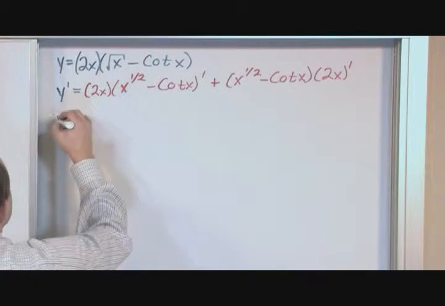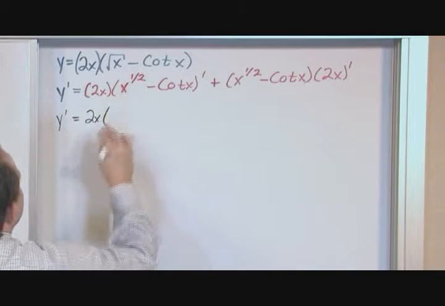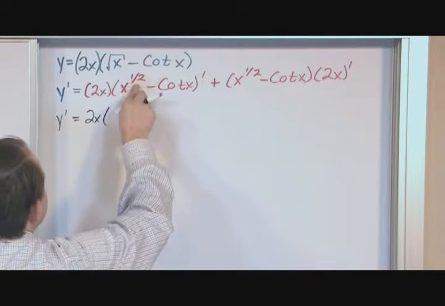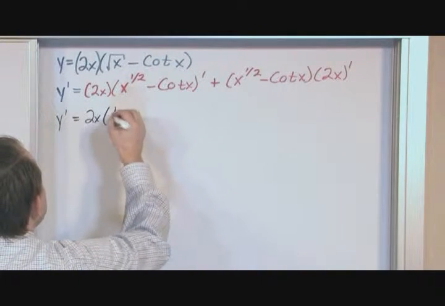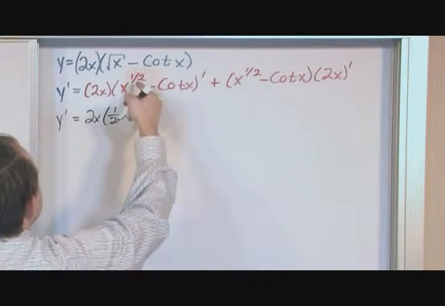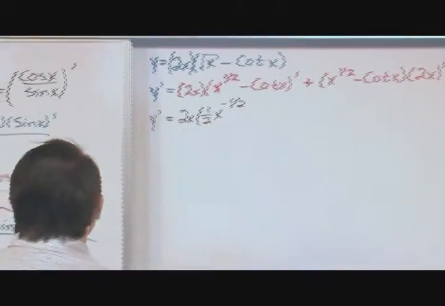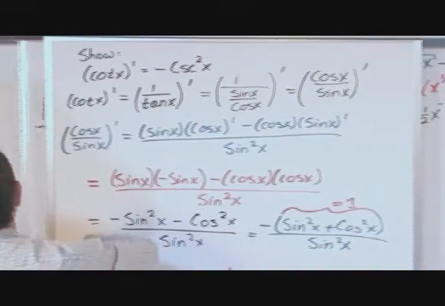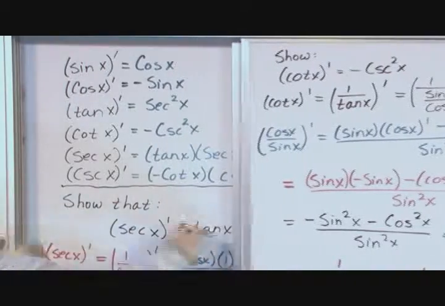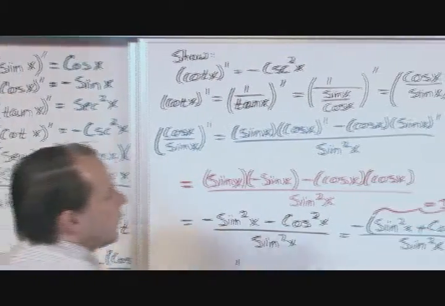Okay, so y prime, what we'll have is 2x, open paren. Now we take the derivative of this guy. What is the derivative of this term? It's just going to follow the same rule, 1/2 x to the negative 1/2, because we subtract 1 off of the exponent. What is the derivative of cotangent? If we go back to our list, which you eventually should memorize, derivative of cotangent is negative cosecant squared.